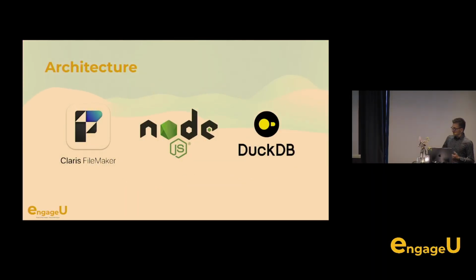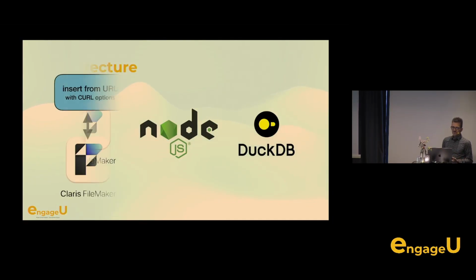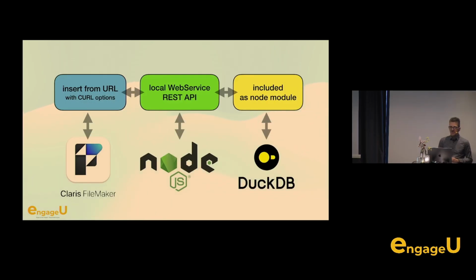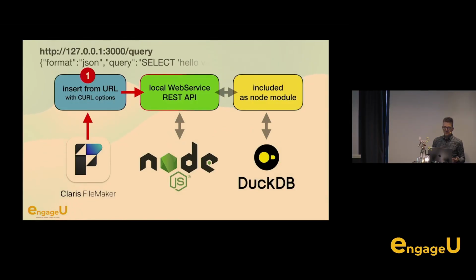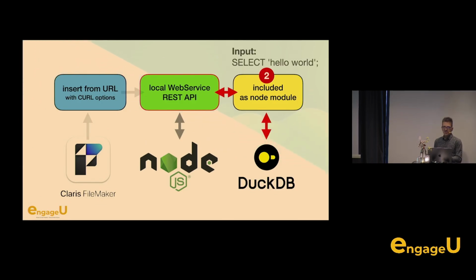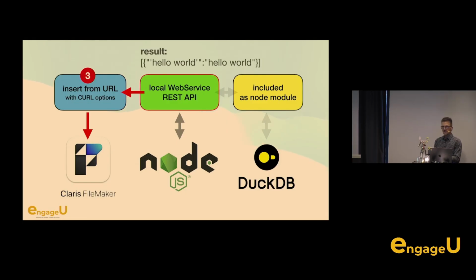So we need some middleware, and the approach that I would like to show you today is to use Node.js as a kind of local REST API to call DuckDB engine from FileMaker, and it's very easy to implement. We have an insert from URL, send over some JSON with our query. The Node.js part handles this over to the DuckDB engine and then gets back a result as a JSON. And this could be inserted from URL into a text field or variable.